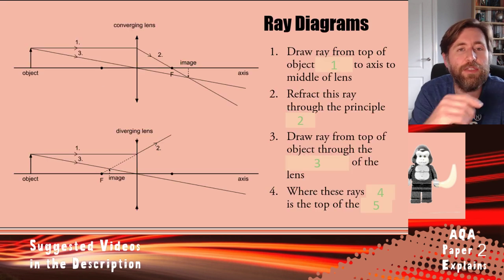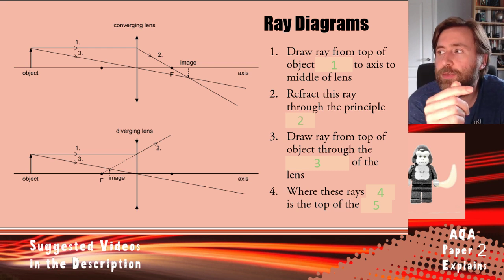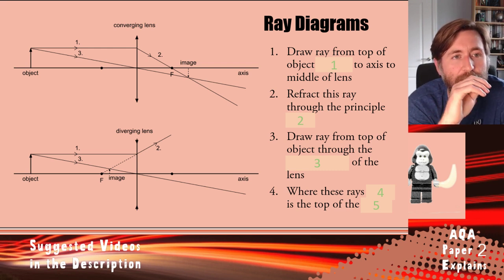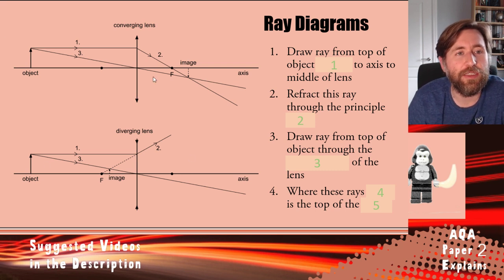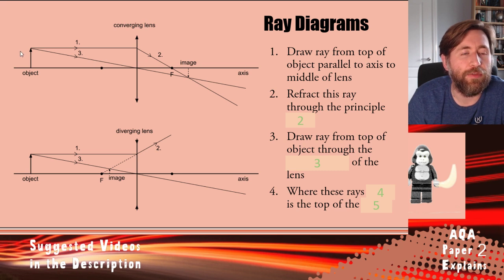Ray diagrams are really, really easy as long as you follow this simple recipe. They're really confusing if you don't. So you'd be given a ray diagram like these with everything drawn on apart from 1, 2, 3 and the image. So you just need to remember how to do step 1, 2 and 3. Step 1 is draw a ray from the top of the object all the way over to the middle of the lens, parallel to the axis of the lens. So line up your ruler, it'd be on graph paper probably, so use the graph paper, parallel to the axis to the middle.